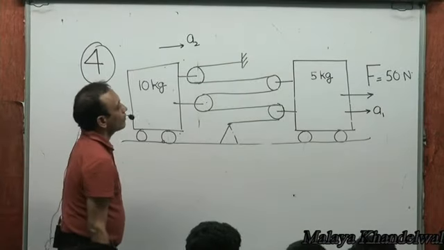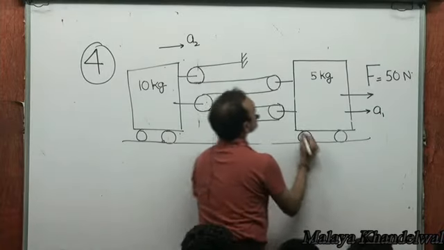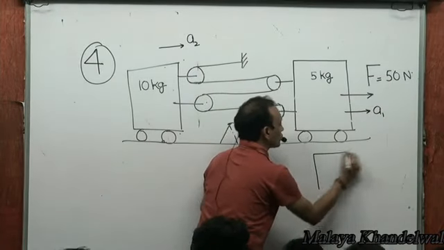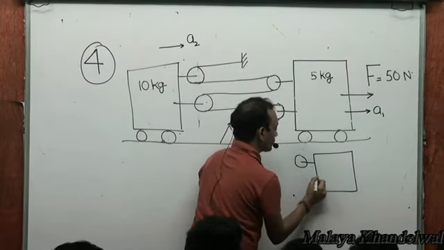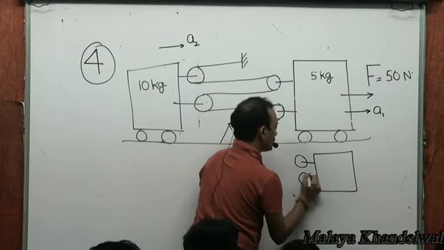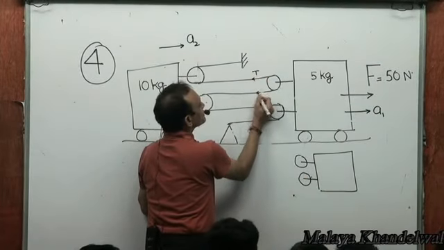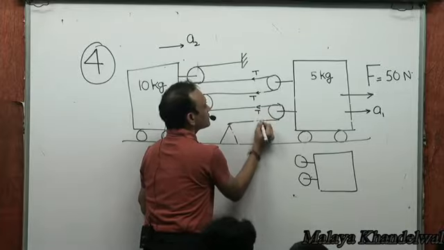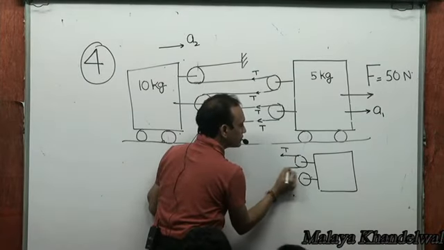Now, if I look at the free body diagram of this 5 kg mass along with the two pulleys, then you know there is going to be T like this, T like this, T like this, and T like this. Yes or no? T, T, T, T.